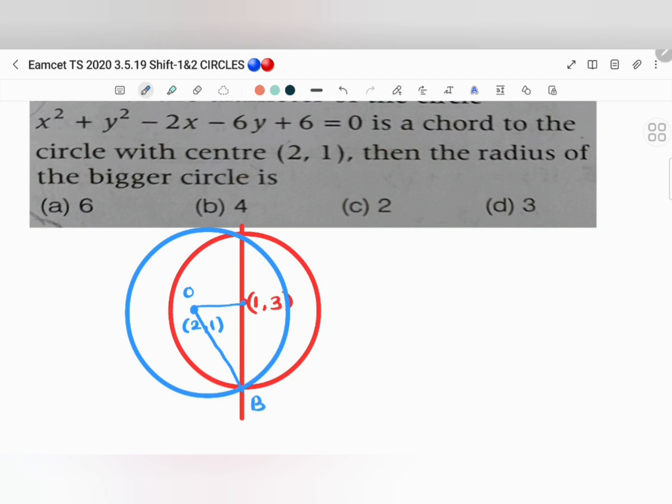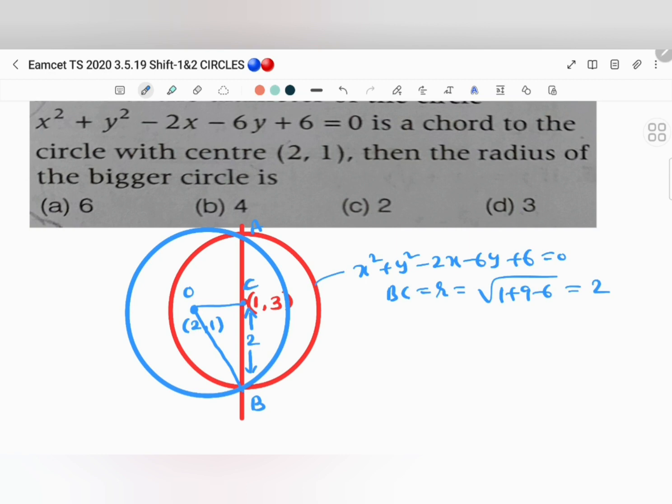This is the chord AB. So we need the OB value, this chord length. Suppose this is OC; the OC value we have, and the radius of the bigger circle we also know. What is the radius of this red circle? x square plus y square minus 2x minus 6y plus 6 equal to 0. So BC is the radius of this circle, root over 1 plus 9 minus 6. So 2 will come. From here to here, that is the radius.